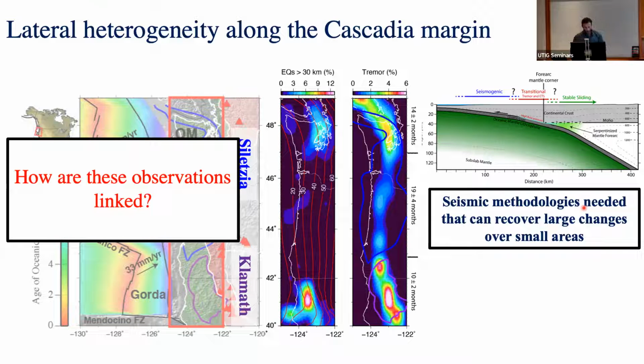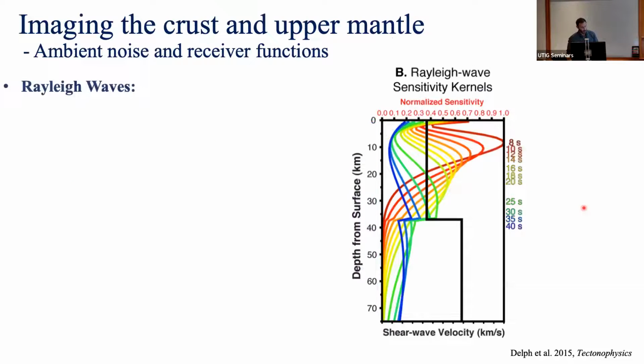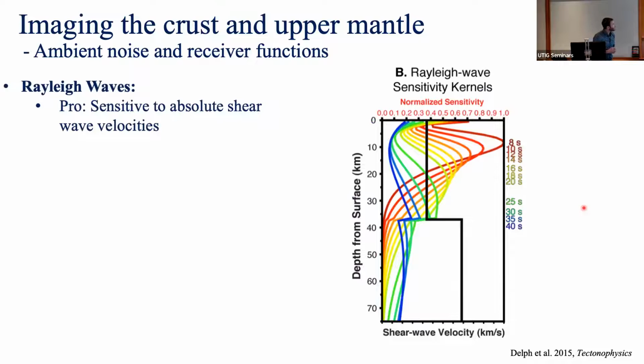So in order to do this, we're going to combine two passive seismic techniques. The first uses Rayleigh waves derived from ambient noise measurements. Now, the benefit of using this method is it's sensitive to the absolute shear wave velocity structure in the Earth where these waves are propagating. And that's really useful when we're trying to investigate areas where we think fluids are playing a role, because fluids are going to affect our shear waves more than they're going to affect our other types of seismic waves.